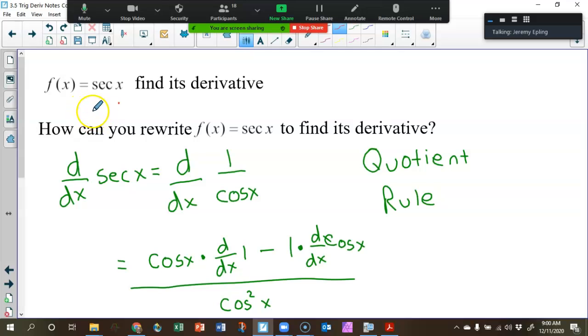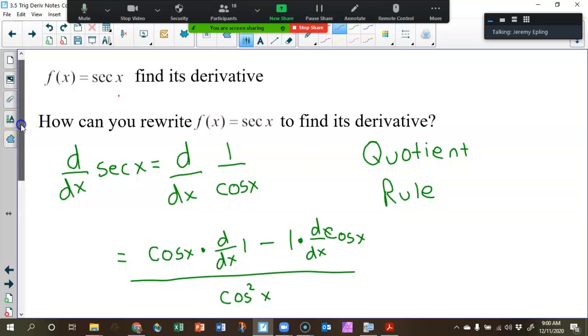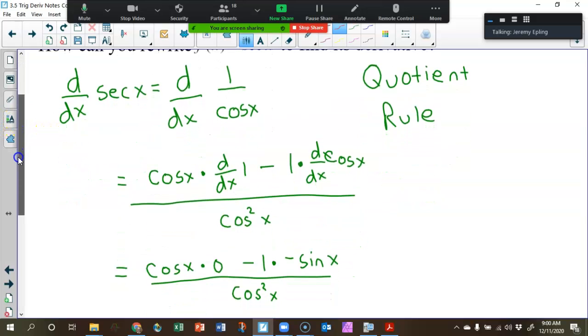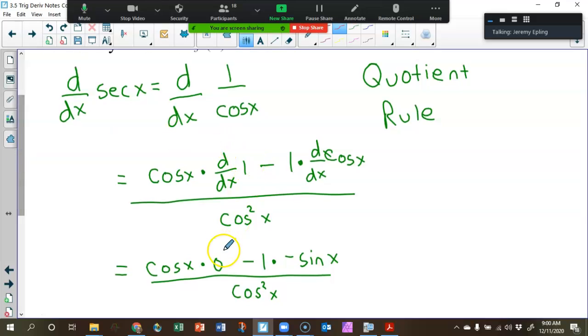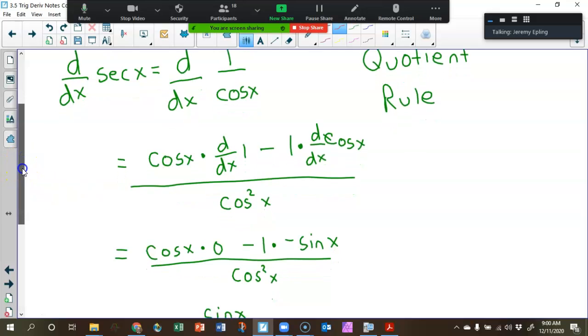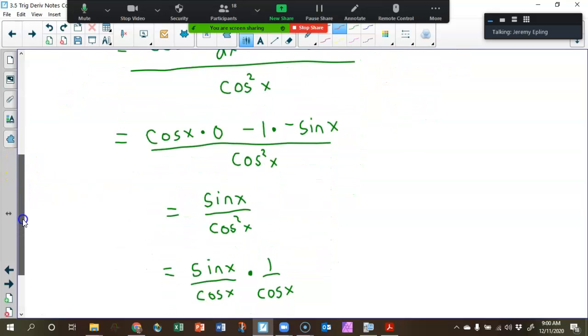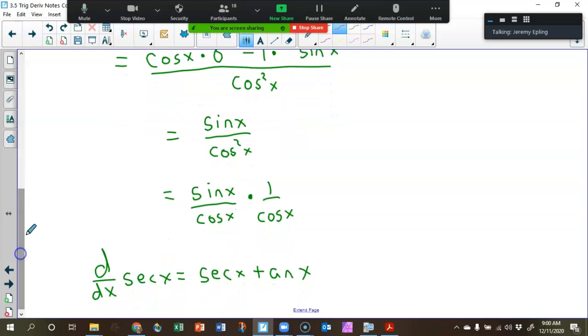So the derivative of secant, before I get so excited to take the derivative, I can rewrite secant as 1 divided by cosine. And then we have the bottom times the derivative of the top minus the top times the derivative of the bottom. The derivative of 1 is 0. The derivative of cosine is negative sine. And so you have sine x divided by cosine squared, or the derivative of secant is secant tangent. And that's where we left off yesterday.